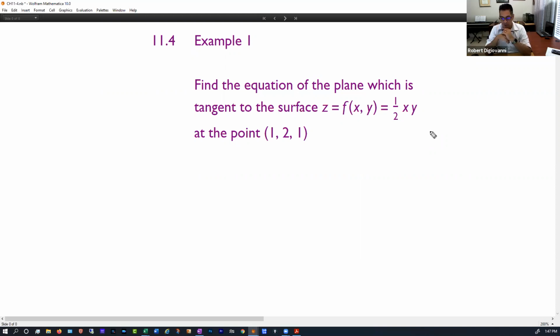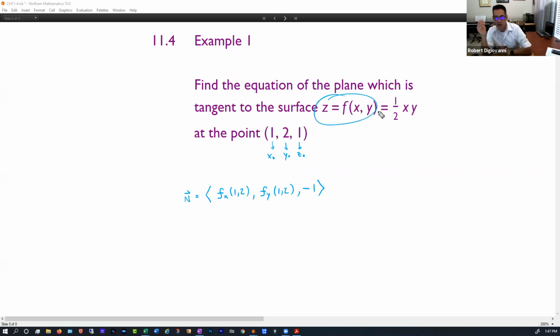All right, so let's do this. What do I need to know? I need to know that this is x naught, y naught, z naught. They've given us the point on the surface. And now all I need to know is the normal vector. So the normal vector will be the partial of f with respect to x at the point (1, 2), then the partial of f with respect to y at the point (1, 2), and then the third component will always be -1 because it is a function of x and y, right?